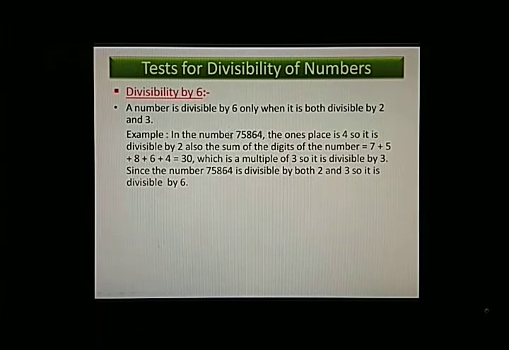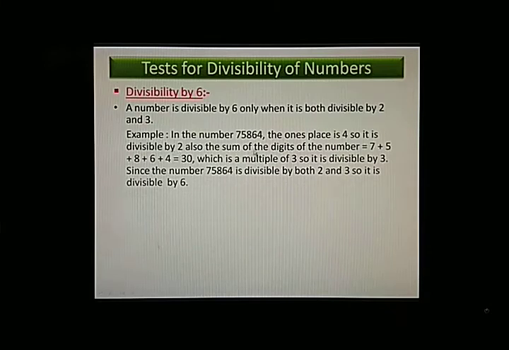So this number is given. First of all, I have to see whether it is divisible by 2 or not. If it is true, then okay. Then again we have to check whether it is divisible by 3 or not. If both these conditions are satisfied, then only we can say it is divisible by 6.